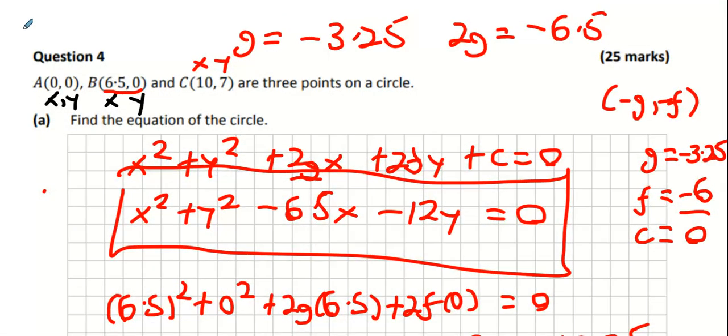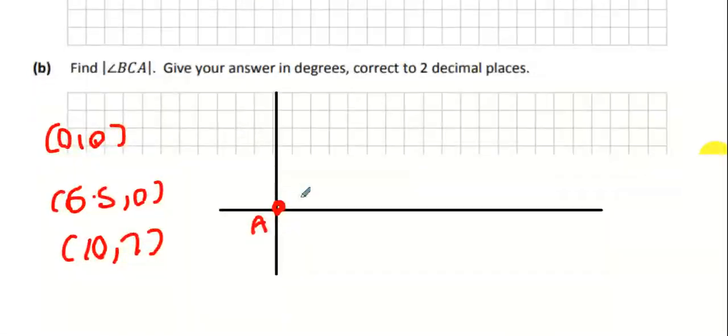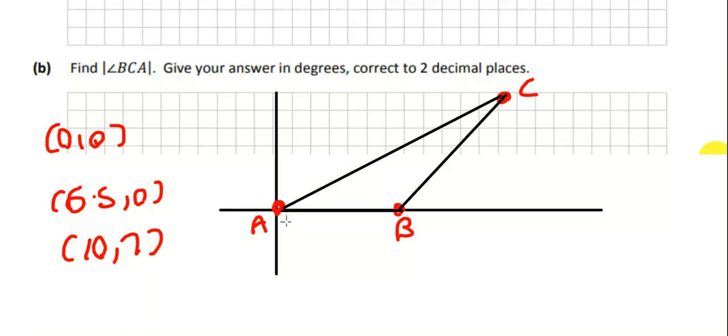B is 6.5 across, so B would be 6.5 across around here. C would be 10 across and 7 up, so C would be somewhere around here. And we're looking for the angle BCA. The middle letter is the most important letter. So we're talking about the middle letter here, which is C. And that would be this angle here, and we call this angle X.